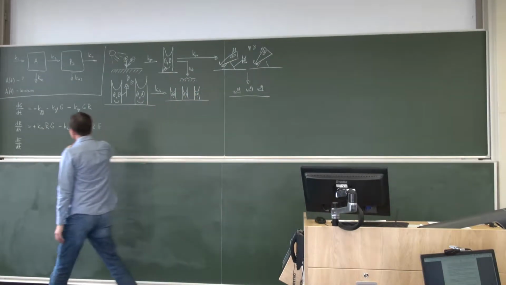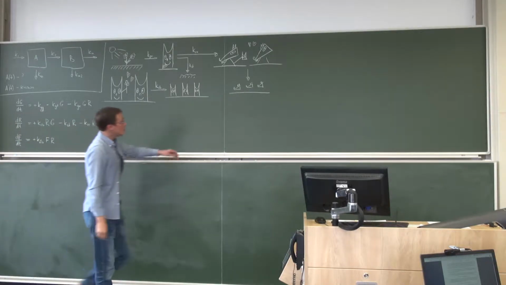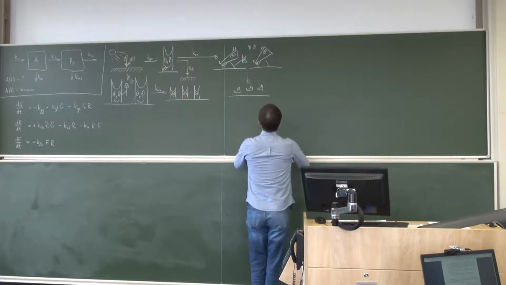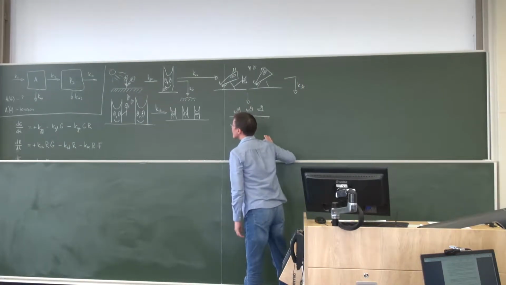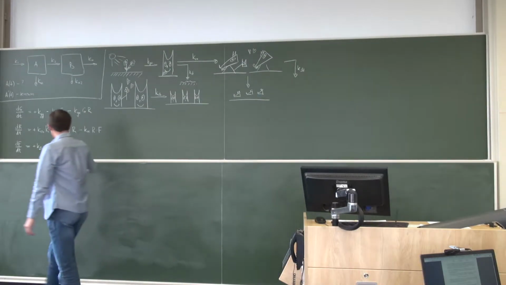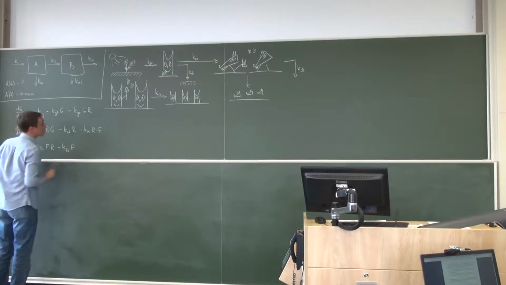So, dfox by dt is plus k fox birth, proportional to the quantity of foxes available, proportional to the quantity of the rabbits available, and they will be dying at some rate, minus k death times the number of foxes.